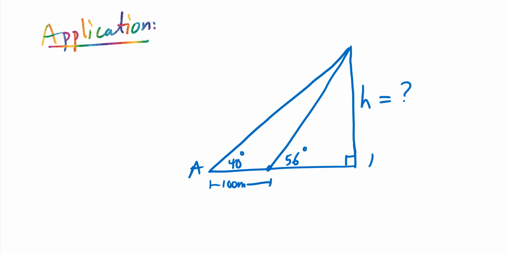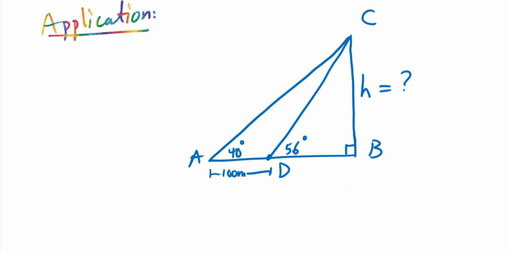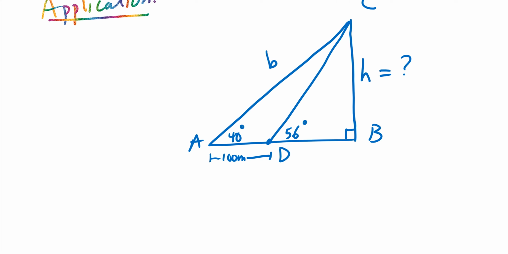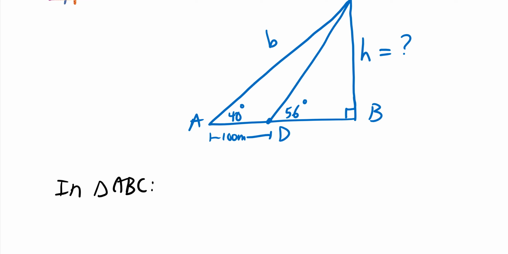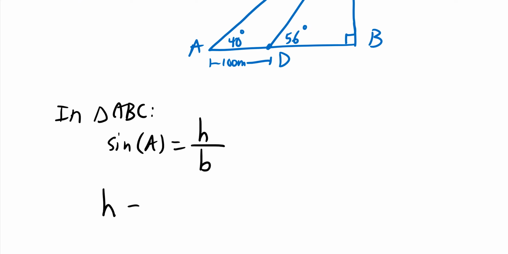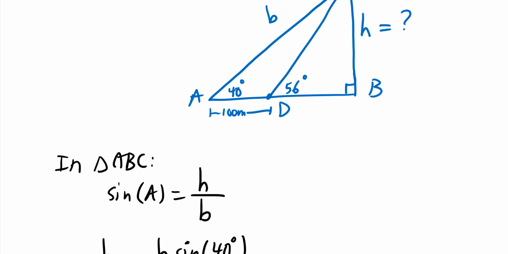Let's call this triangle ABC. This point D here, and this is B here. This is how I'm going to think about it. First, I'm going to look in triangle ABC. If I use sine 40 degrees, or sine A, it's the opposite over the hypotenuse. So if I want to find the height, it's going to be B times sine A. We know A is 40. But to solve for H, I need to calculate B.